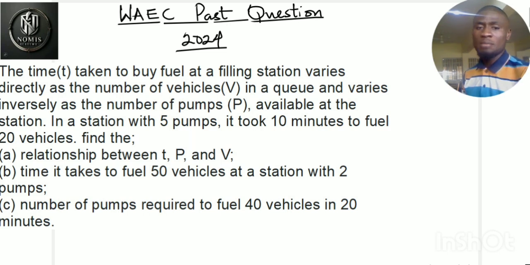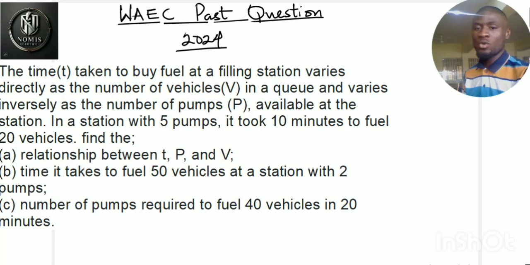The question says: the time taken to buy fuel at a filling station varies directly as the number of vehicles V in a queue and varies inversely as the number of pumps P available at the station. In a station with 5 pumps, it took 10 minutes to fuel 20 vehicles. Find A. the relationship between T, P and V. B. the time it takes to fuel 50 vehicles at a station with 2 pumps. And C. the number of pumps required to fuel 40 vehicles in 20 minutes.